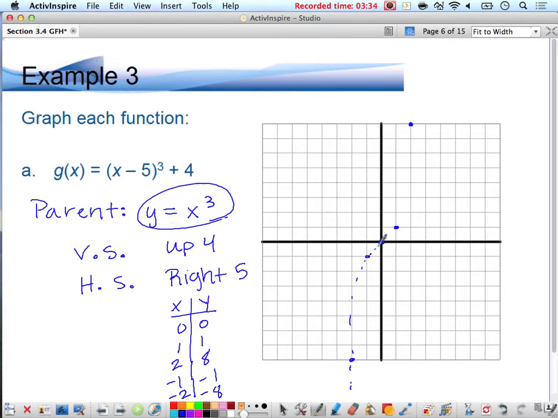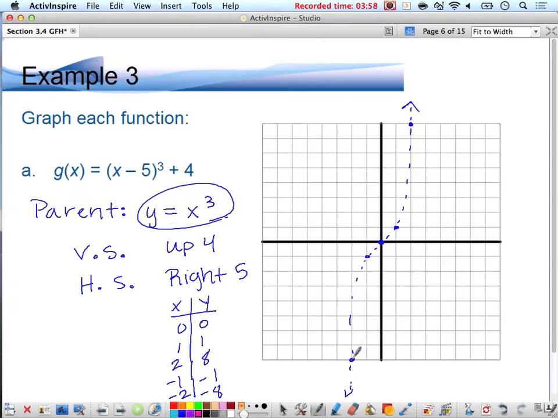Now, we're pretty familiar with these. We know that that's the basic cubic because we just spent a whole lesson talking about those at the beginning of section 3.3, right? So we kind of know what the basic graphs look like. All I have to do now is take every one of those points and shift them up 4 units and to the right 5 units. That's all.